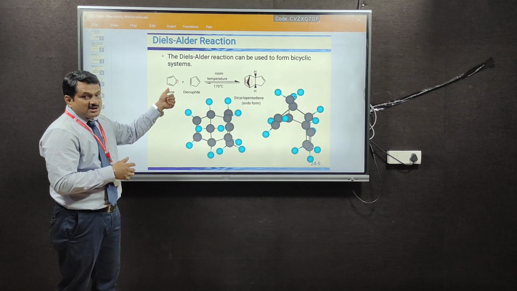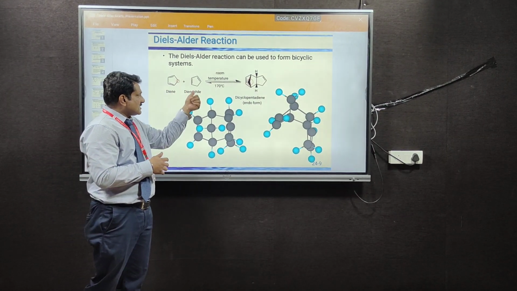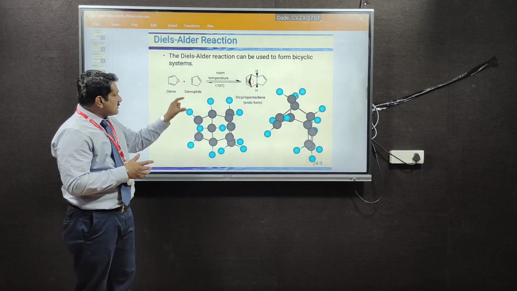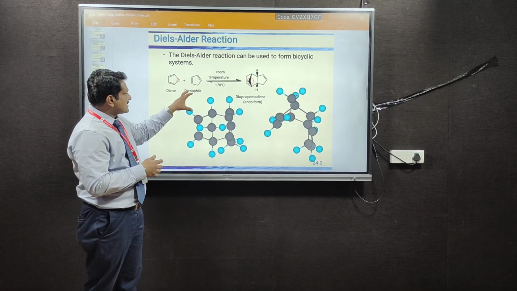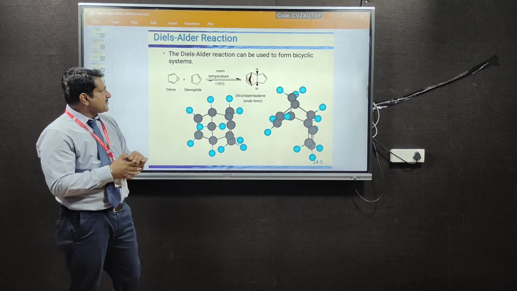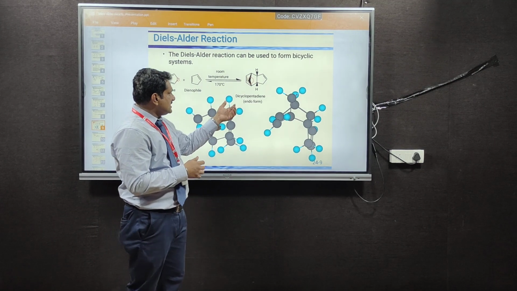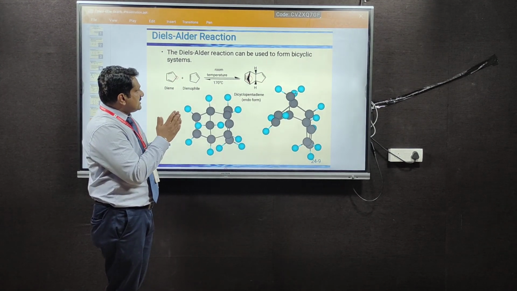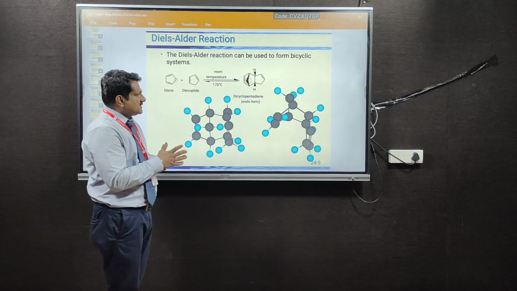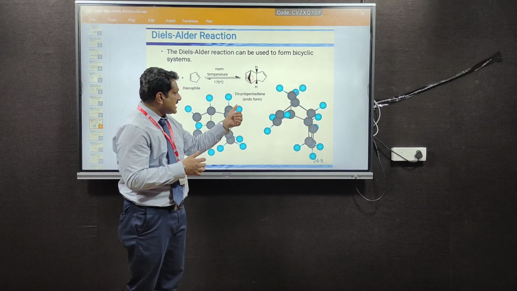Here we can see another example with cyclopentadiene, and one of the cyclopentadiene will work as a diene system, whereas the other cyclopentadiene group will work as a dienophile, and we will eventually reach the cyclopentadiene adduct, where we can have a bicyclo product.